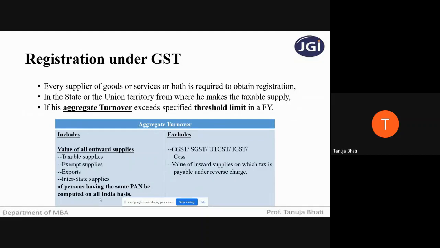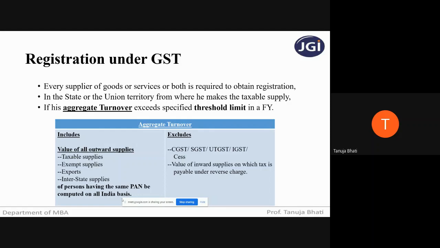and that PAN number is going to work on all India basis. When I say all India basis, in Maharashtra, I am the same person who is providing the supplies, and I'm the same person who's providing the supplies in Telangana, Madhya Pradesh. So what does this mean is, of person having the same PAN be computed on all India basis. So in short, you have to take the total of all the outward supplies that is made in more than one state on all India basis of the person having the same PAN.